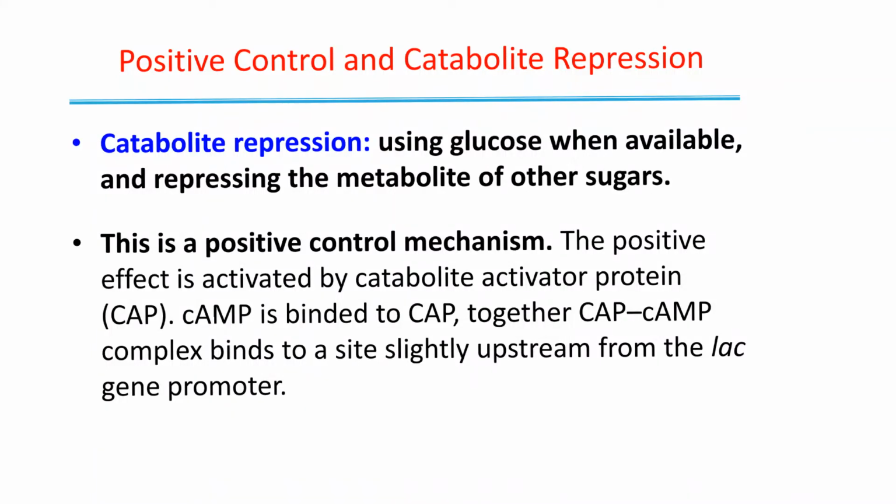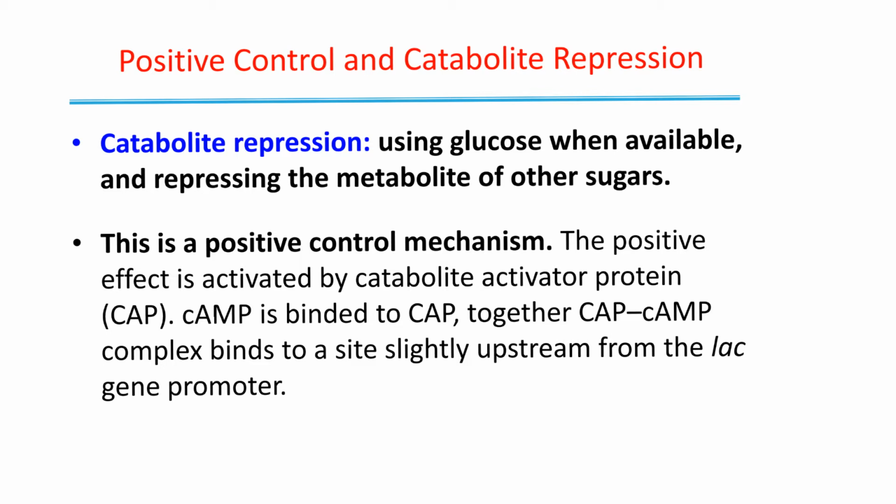In the second recording of Chapter 16, we will focus on positive control and catabolite repression, TRP operon attenuation, and some additional level of gene expression control in bacteria. So, what is catabolite repression?